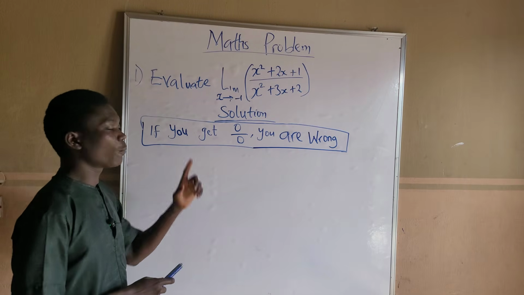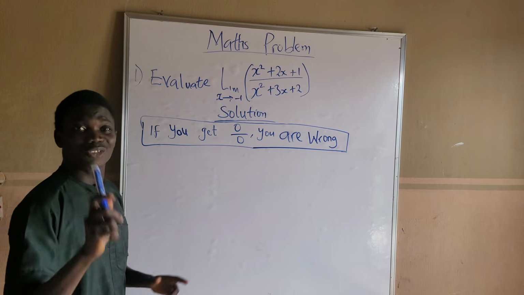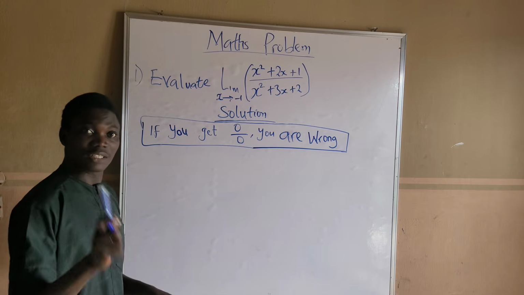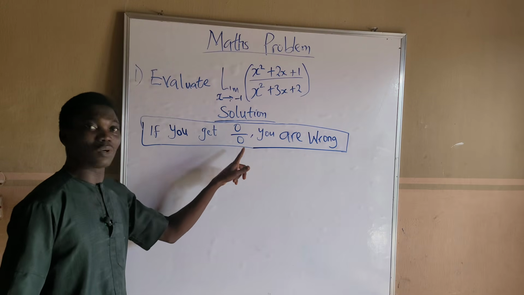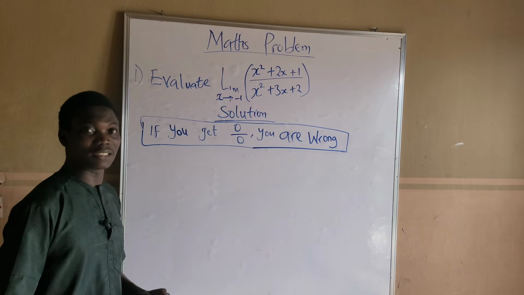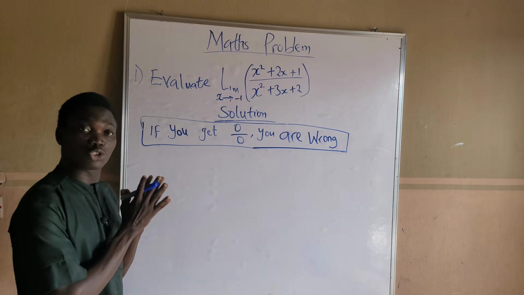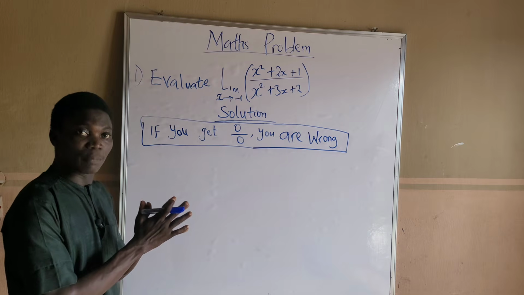If you are given this problem in mathematics, you don't just substitute -1 directly into this. It will give you 0/0, which is invalid in mathematics. It's not done that way. That is the wrong approach. All right, I'm going to solve this for you in this video step by step.